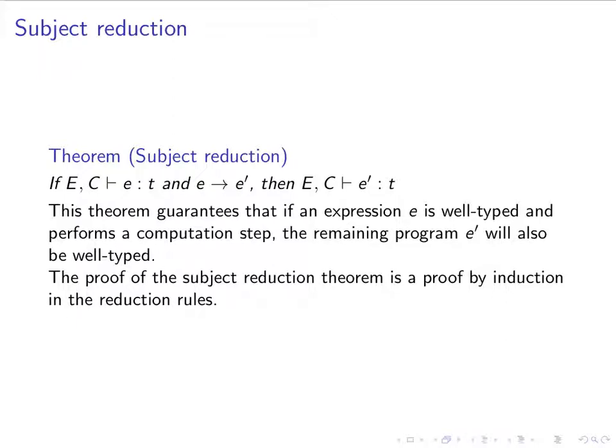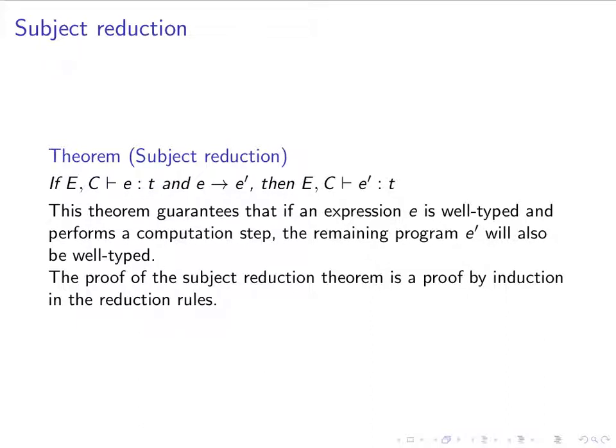It's a theorem that says that if we have that an expression E has a type T under a type environment and a type class environment, and E reduces to E prime, then E prime is also well typed and indeed it has the same type. And this is a very important and very nice theorem, because it guarantees that if an expression E is well typed and performs a computation step, then afterwards the program that we're left with will also be well typed.